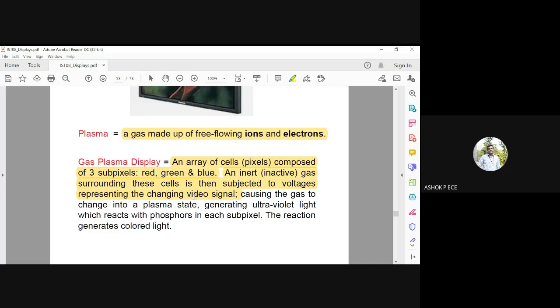So you have a cell. Each cell is going to have three subpixels, red, green, and blue. Surrounding these subpixels, we have what is called inert gas. And by applying voltage, you are causing the gas to go into plasma state. So in plasma, you are going to have an ionized, charged state, generating UV light. So when the UV light reacts with the phosphor in each subpixel, you have the three basic colors, RGB, right? So when the UV reacts with these subpixels, it is going to generate a colored light. So it is going to generate a multicolored light.